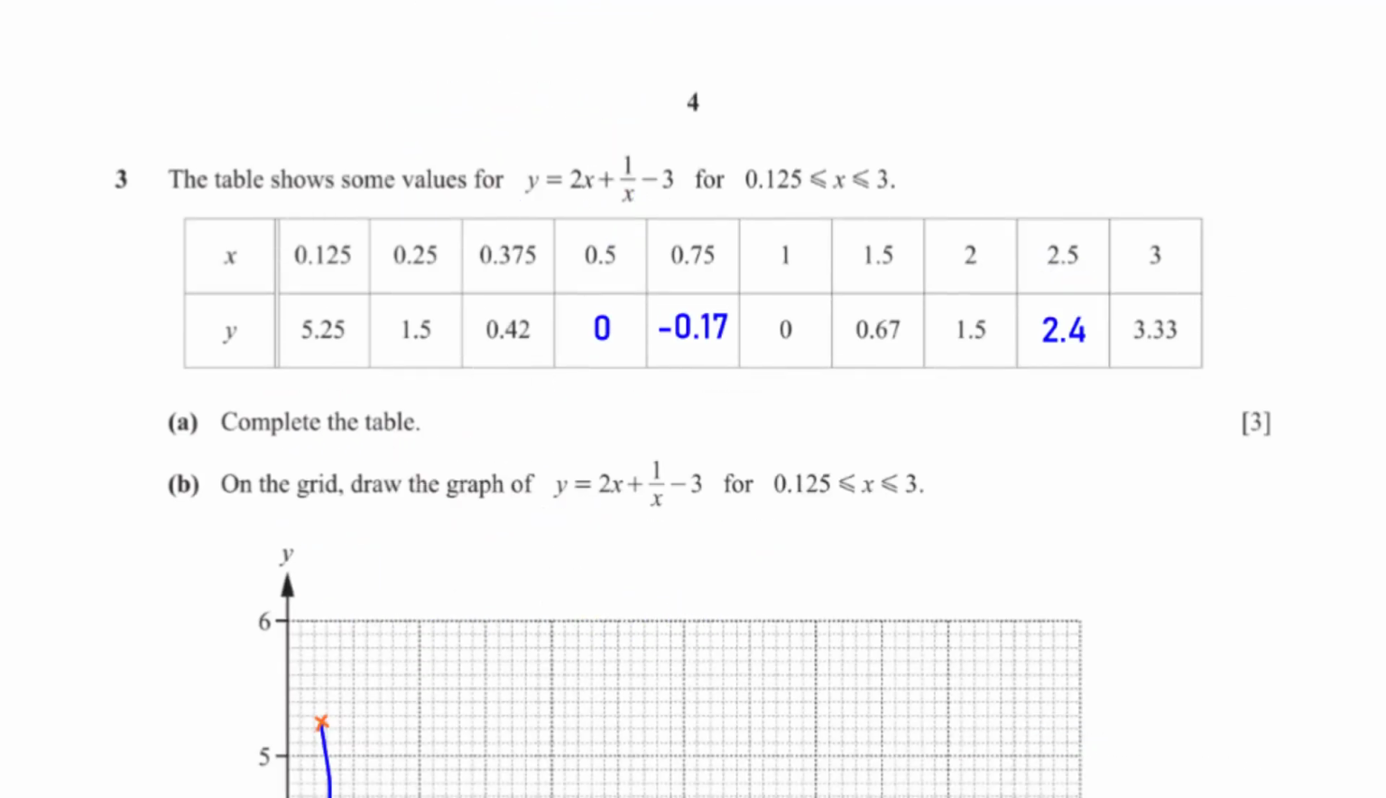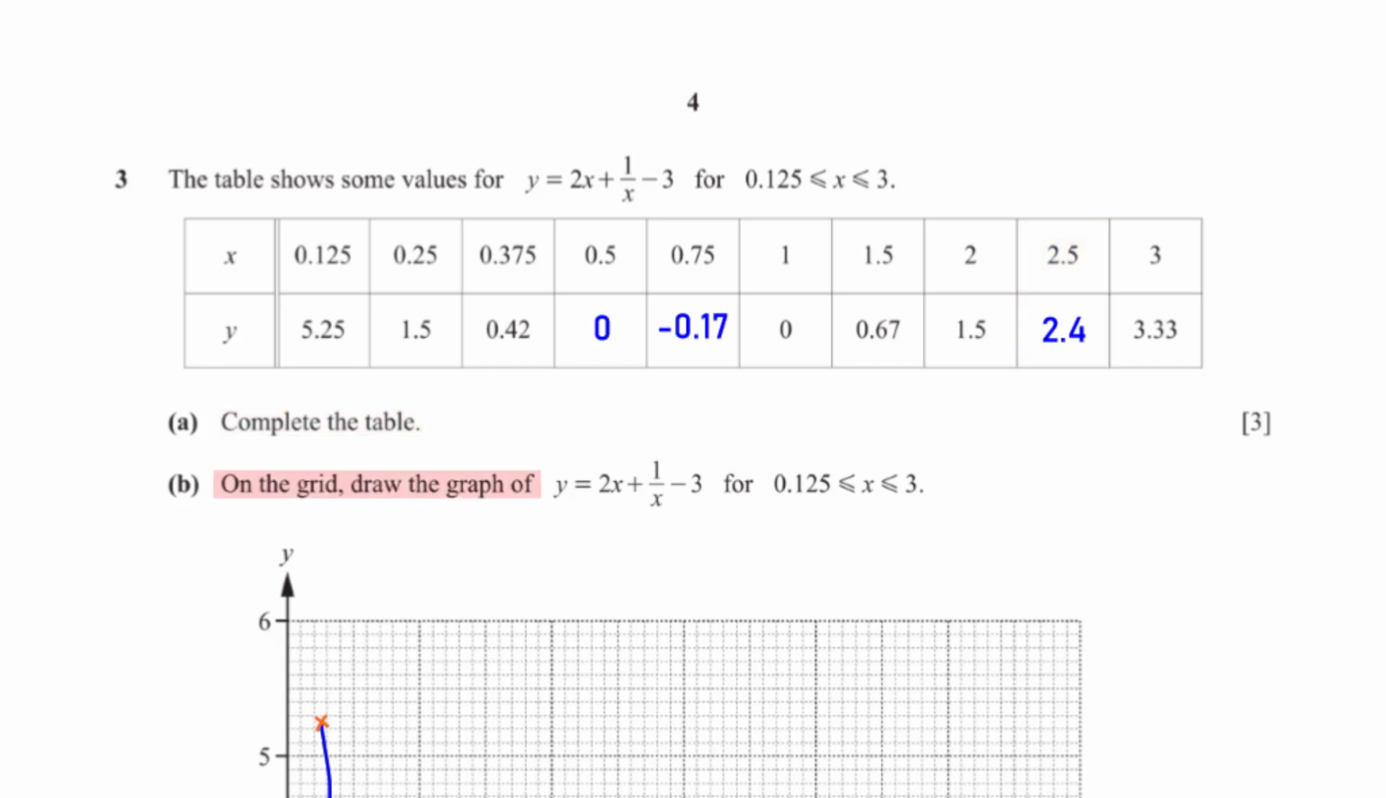The table shows some values for y equals 2x plus 1 over x minus 3, for x greater than or equal to 0.125 and less than or equal to 3. Complete the table. When we plug in x equals 0.5 into the equation, we get y equals 0. For x equals 0.75, we get y equals negative 0.17, and for x equals 2.5, we get y equals 2.4.